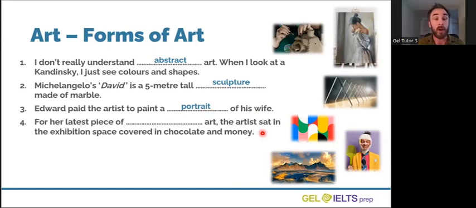4. For her latest piece of art, the artist sat in the exhibition space covered in chocolate and money. What is the correct word to complete this sentence? Look at the next question below this video and write the correct word.